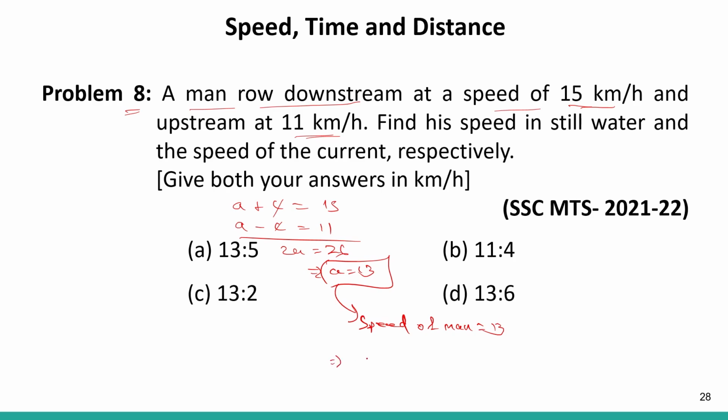And so this implies that C will be what? 15 minus A, from equation 1. So speed of current C is equal to 15 minus 13, that is equal to 2. So their ratio will be what? Speed of man is to speed of current is equal to 13 is to 2. So this is the only correct option. Among A, B and D, all these are wrong answers. So this question has appeared in SSC MTS 2021-2022 paper.